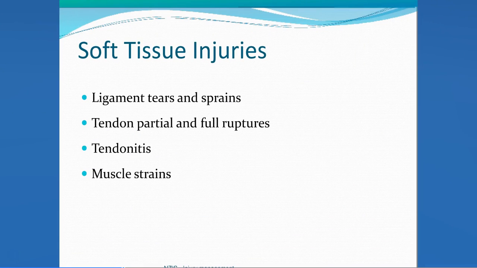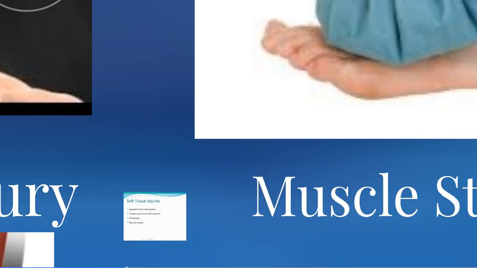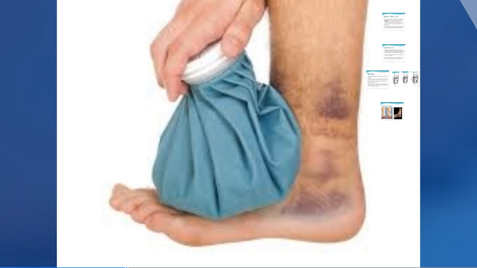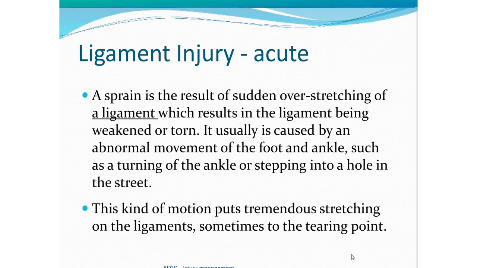So the first one we're going to look at is ligament tears or sprains, and sprain can only be used with correct terminology alongside a ligament. So most of you will be familiar with this site, the purpling around the ankle joint here. And the ankle is obviously one of the most sprained joints in the body. Thumbs are pretty common as well, and wrists.